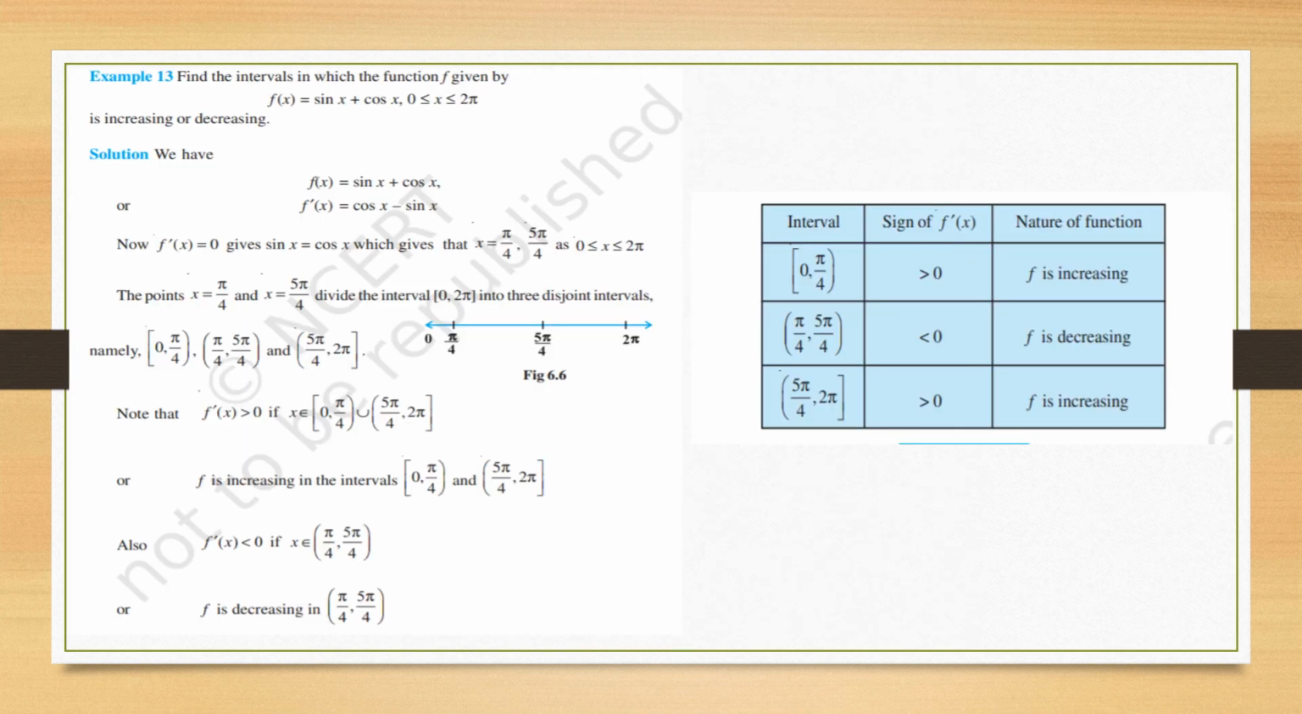Example number 13 is: find the intervals in which the function given by f(x) equal to sin x plus cos x, between the interval 0 to 2 pi, is increasing or decreasing. So this is an example from NCERT. This is my function, and the derivative is cos x minus sin x.